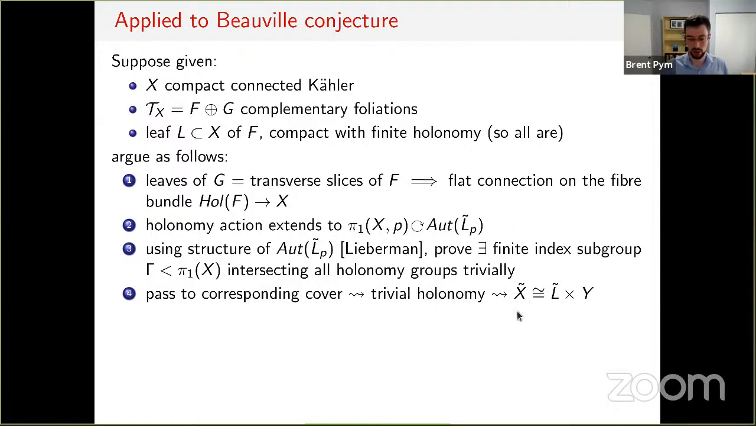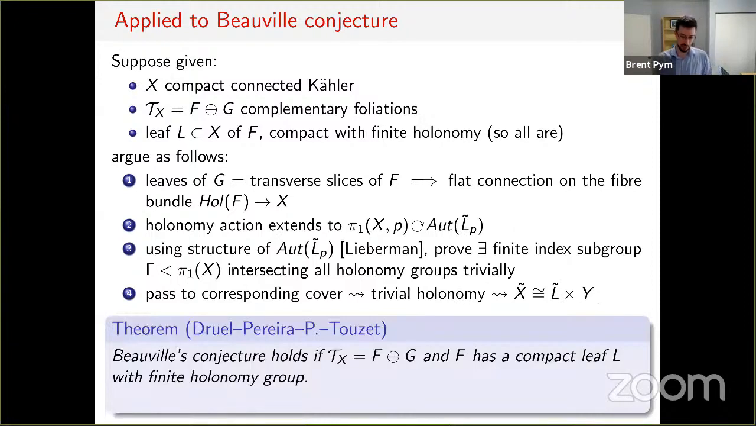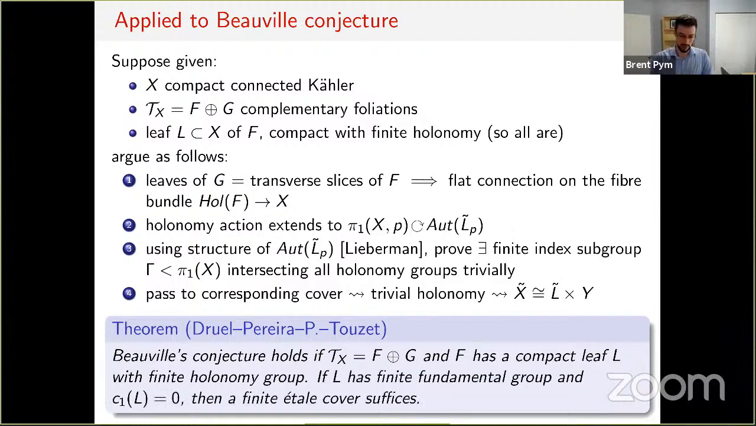And in this way, you arrange to split X tilde, the covering of X, as a product of a covering of the leaf and some transverse Y. Okay. So that gives the proof of the Beauville conjecture in this case. As for this bit about the case where L has a first Chern class equal to 0, well, that follows from a little bit more refined information that we have about the automorphism group in the case of Calabi-Yau manifolds.